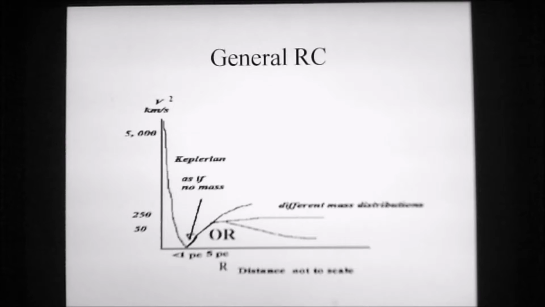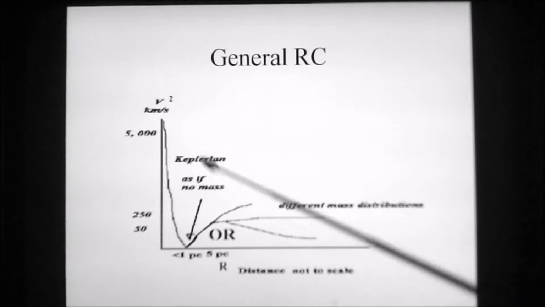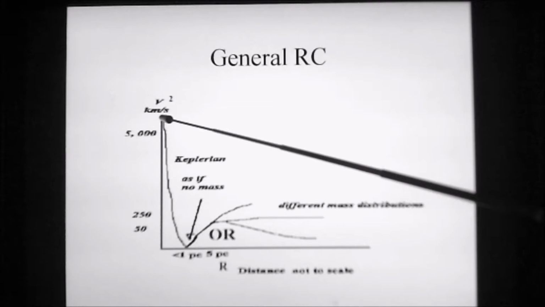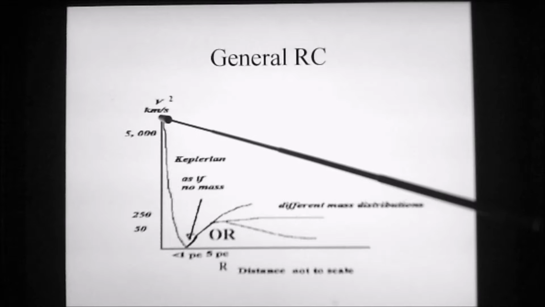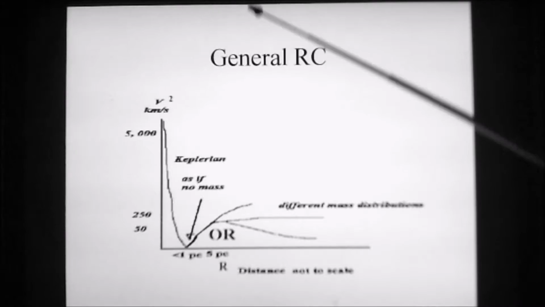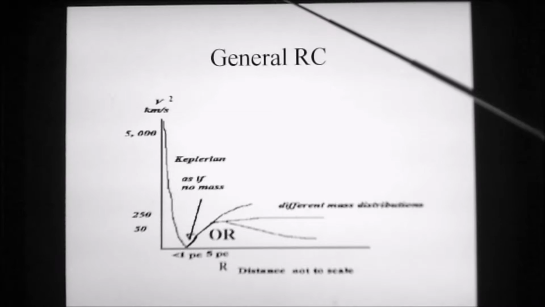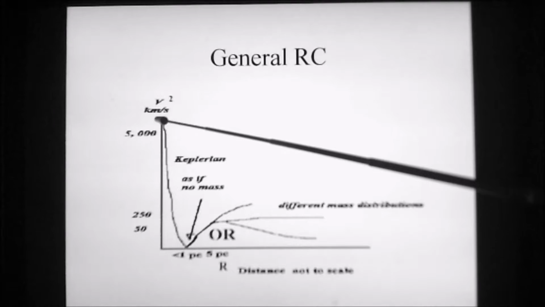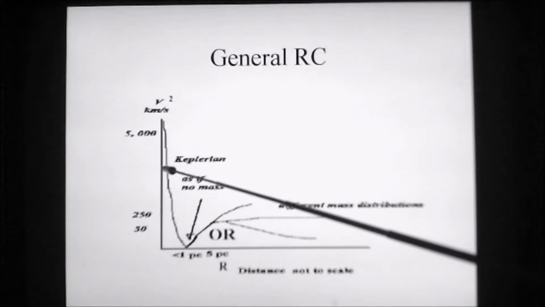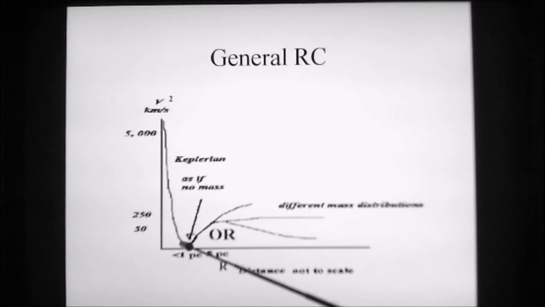In general, the RC starts at the center of the galaxy where there's a lot of mass, a supermassive black hole. The rotation velocity there is around 5,000 or more kilometers per second. From there on out, the stars rotate in a declining Keplerian fashion down to a minimum, which generally is achieved within a parsec.